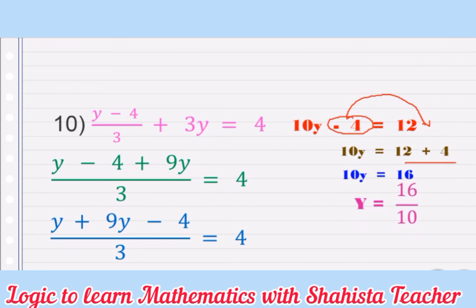Is that clear, my dear students? So simple, na? So here we will write 10 ones are 10. Okay, 2 5s are 10 and 2 8s are 16. So y is equal to 8 upon 5. Is that clear, my dear students? So in this way we have completed sub question 10 of question number 2.